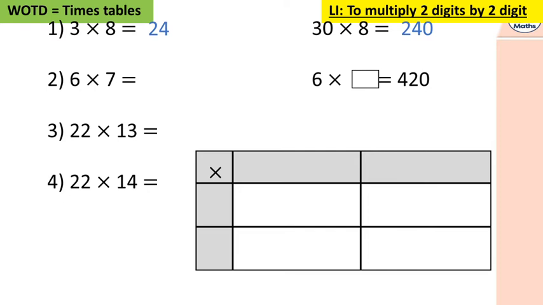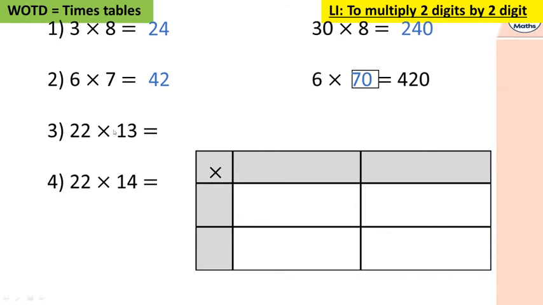Then we know that 6 times 7, because we know our 6s or we know our 7s, is 42. So 6 times something is 420. And if we look at this answer, we'll see that 420 is 10 times bigger than this, which means part of this needs to be 10 times bigger to get a 10 times bigger answer. The 6 is the same, which means the 7 has to be 10 times bigger to get this answer that's 10 times bigger. So the answer has to be 6 times 70 equals 420.